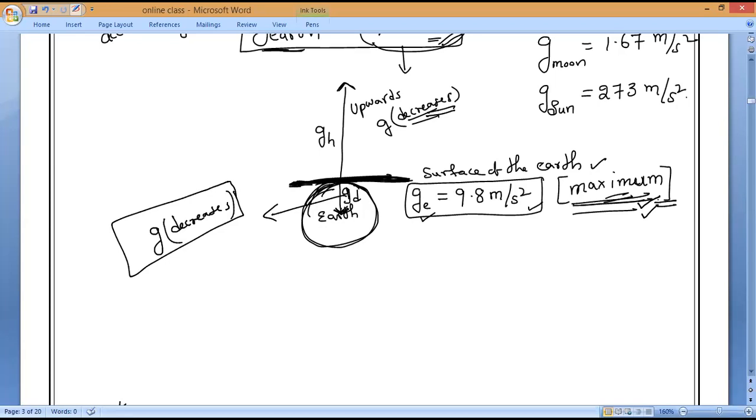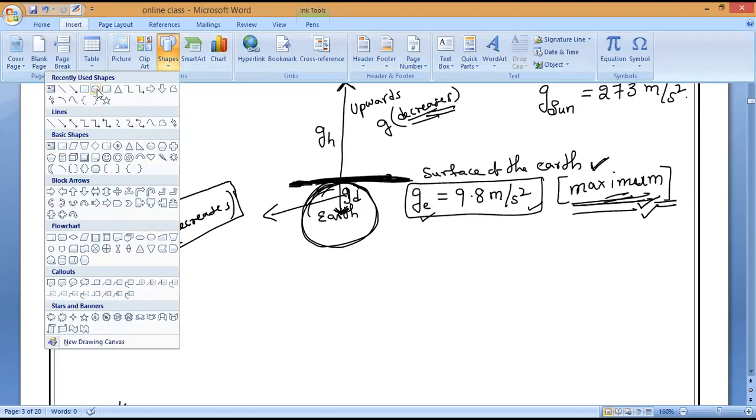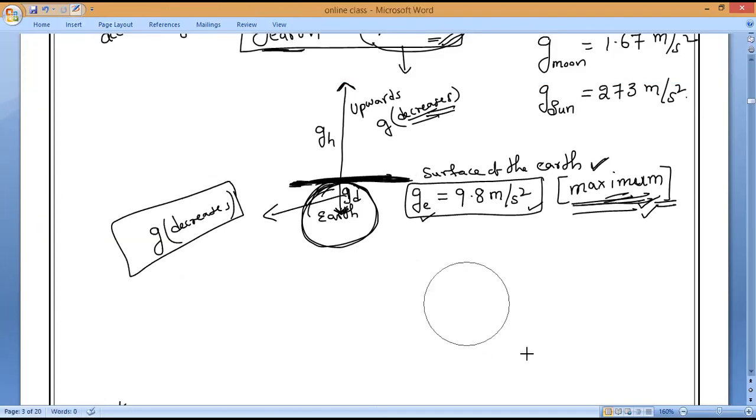Please write it. The value of acceleration due to gravity, g, is maximum on the surface of the earth. Draw the diagram also. Is it clear? Completed? Is maximum on the surface of the earth.